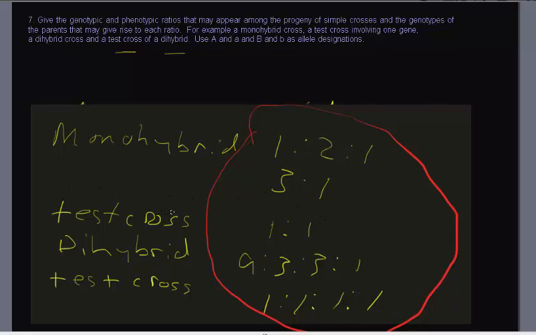So whenever you see these ratios, if you see 1 to 2 to 1 or 3 to 1, you know you're dealing with a monohybrid cross. What does that mean? That means we're dealing with one gene. And it's this kind of a cross. 3 to 1 is a phenotypic ratio from this kind of cross. 1 to 1 means we've got big A, little a crossed to little a, little a. So if you see that, that's what we've got going.